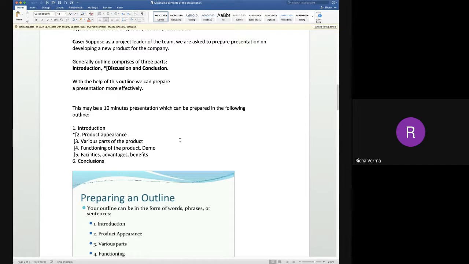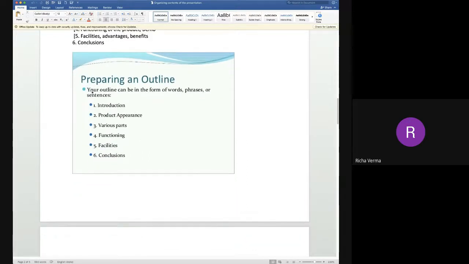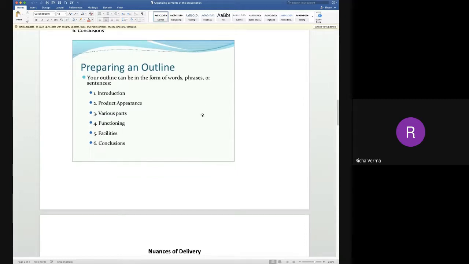So the point here is, what we are discussing is that in a 10 minutes presentation, you have shown the introduction and you have shown the details of your product. Okay, so और हमारा जो केस था उसको हमने इस तरह से प्रेजेंट किया, and then we come to the conclusion, right? So this is the preparation of an outline. You have to give the introduction, the product appearance, various parts, its functioning, facilities involved in using that product, the advantages and disadvantages, conclusions. Okay, so this is how the outline of your presentation can be prepared.